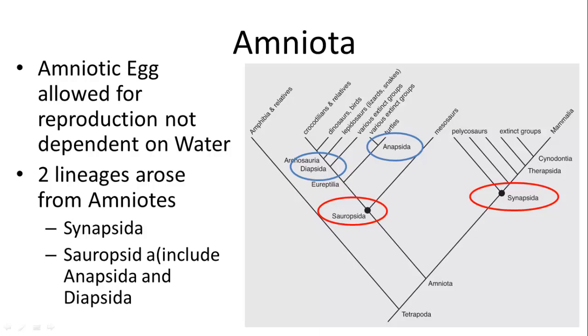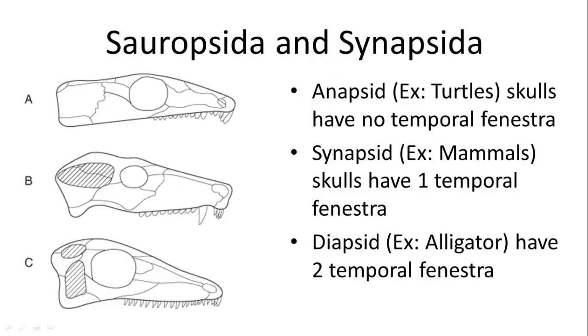And when you look at the skulls of these three different groups, you can tell differences based on the temporal fenestra, or the hole behind the orbit. Anapsids, meaning without, do not have a temporal fenestra. It is just bones behind their orbit. An example of that would be turtles. Synapsids have one temporal fenestra, one hole behind the orbit, and diapsids have two. And most reptiles then are diapsids.